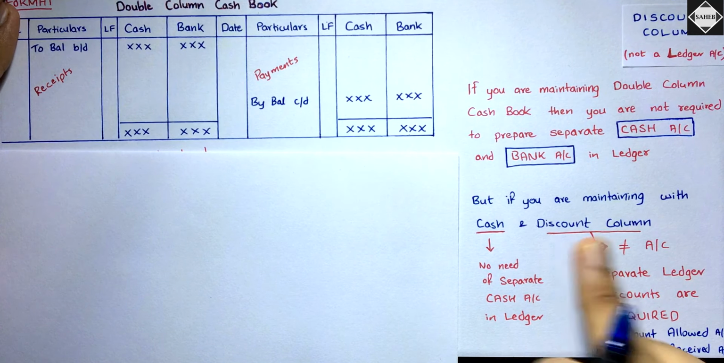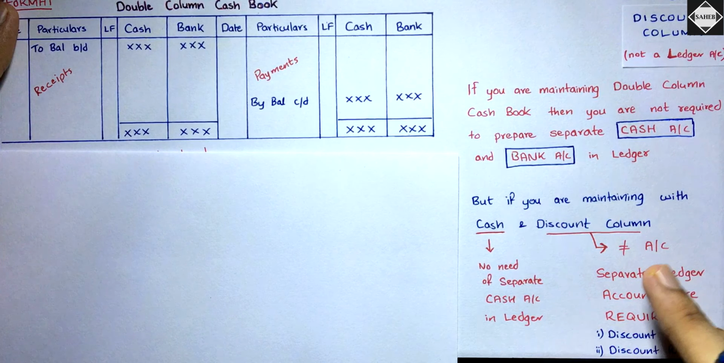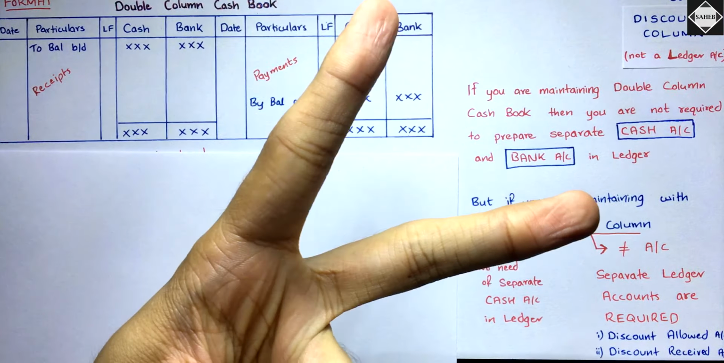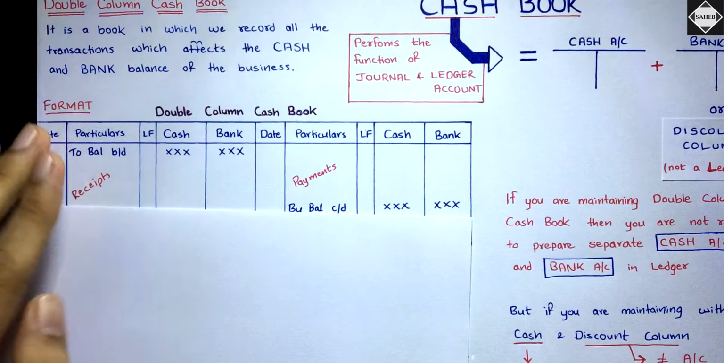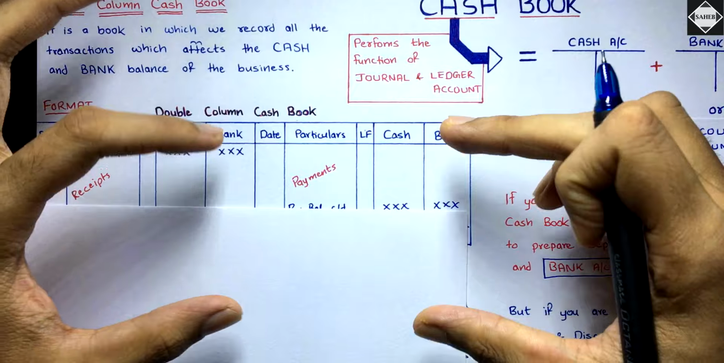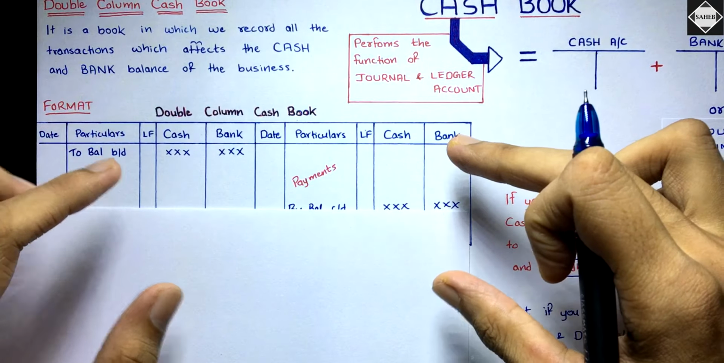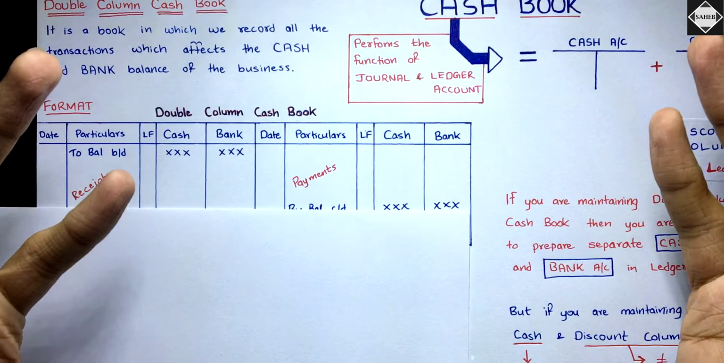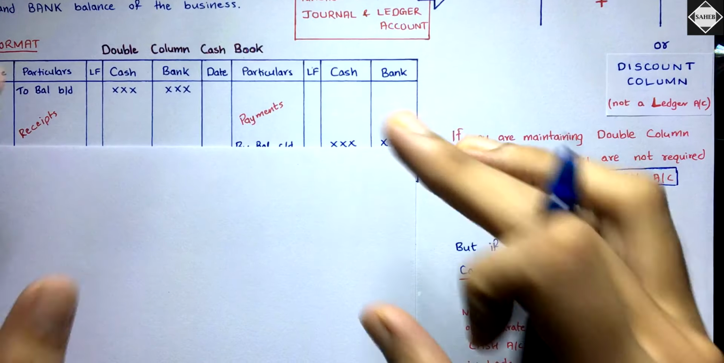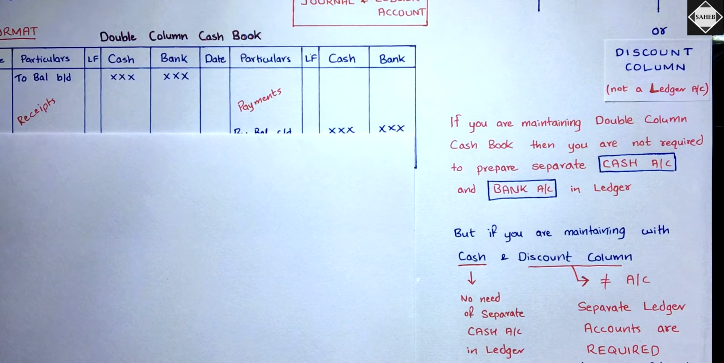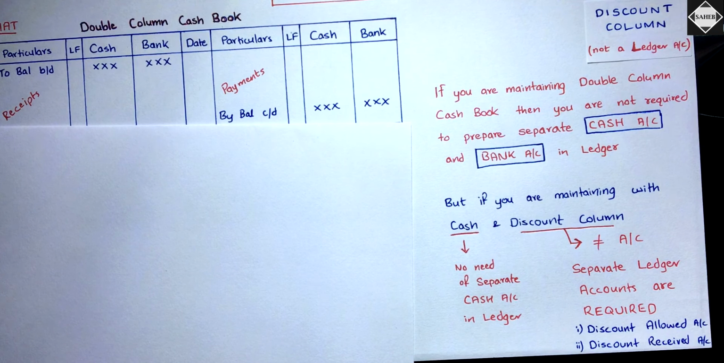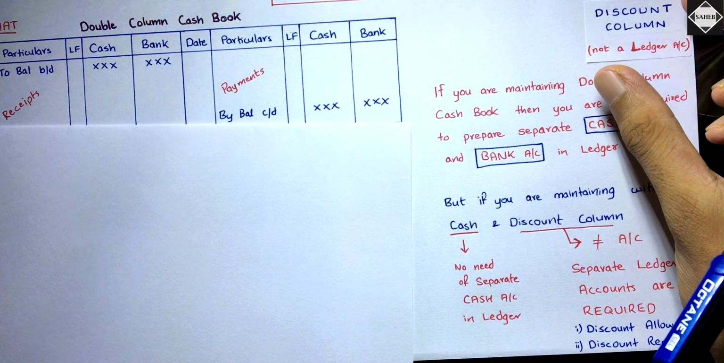but the discount column is not treated as a ledger account. It is not equal to the ledger account. So that is why separate ledger accounts are required. Two ledger accounts are required. Why is that? Because you all know here we have discount allowed, here we have discount received. These two things are opposite. You cannot balance those discount columns over here. You will just make a total of that, and that total will be different. Totals will be different. There is no balancing in the discount columns, and those recordings will go into the discount allowed or discount received separate ledger account. Is that okay? That's the entire concept regarding the discount column, which I just discussed with you right now.